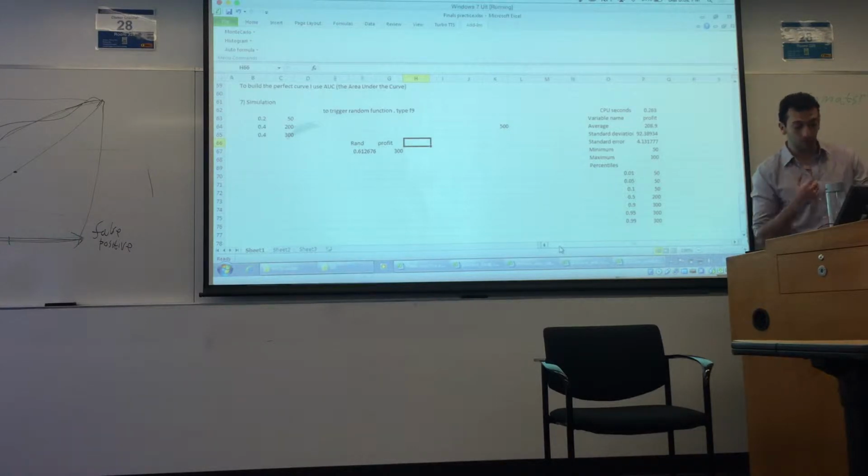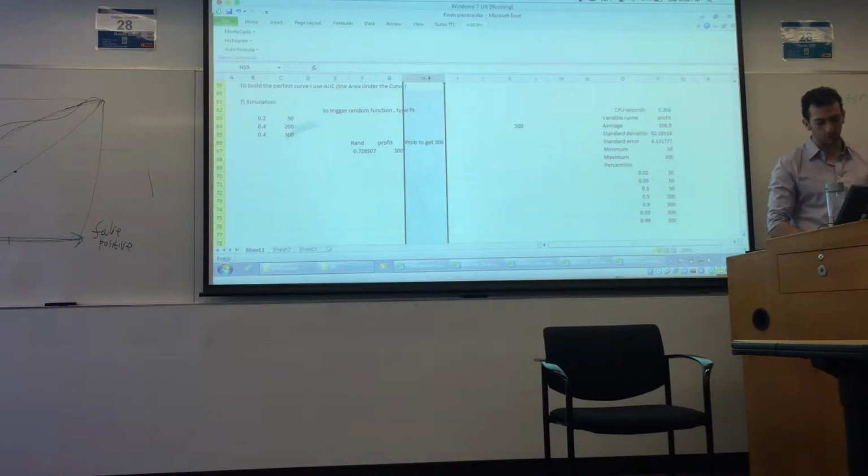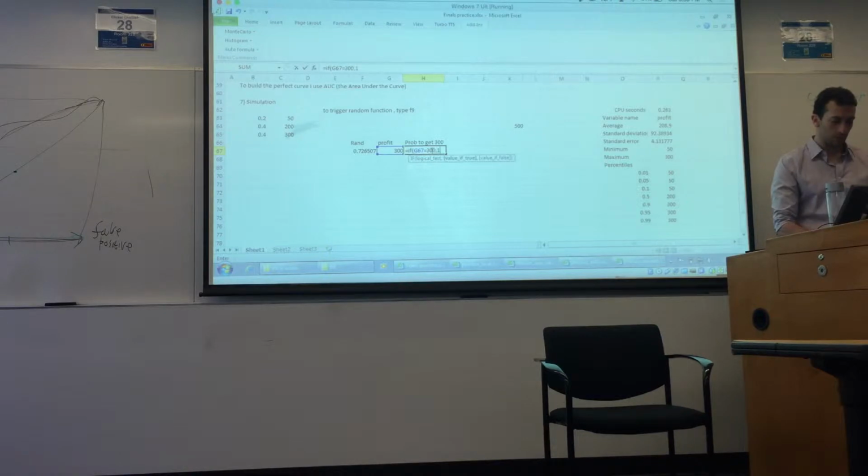So we'll actually do that. Let's say that now I want to know the percentage of the times I get $300. Probability to get 300. Of course, here you know what the result is going to be. It's going to be 40%. But let's say that I want to actually see it from the simulation. So I will use if. We say if the profit is equal to 300, then 1, otherwise 0. And here it's 1.